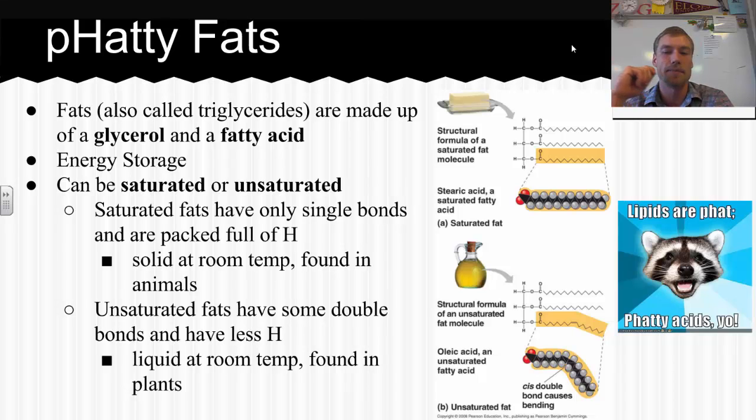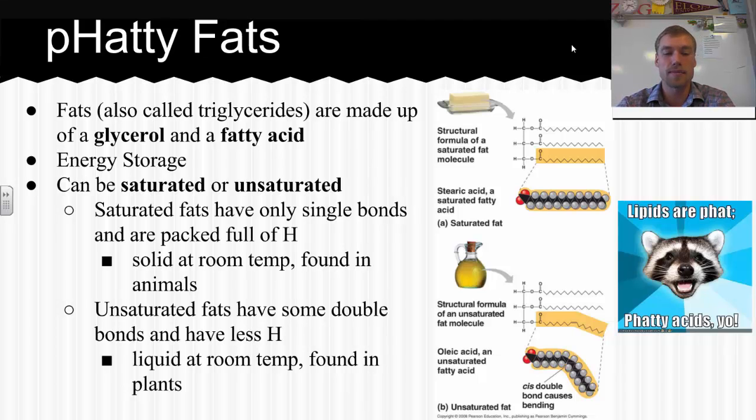And what that means is that they can actually pack in very tightly with one another, meaning that they become solid at room temperature. They're not spread out. They're pretty close. And these are all found in animals, which is good. You want to be able to move around a little bit. And we don't really have unsaturated fats in our bodies very much. Saturated fats also tend to have a higher energy content because you've got more hydrogen bonds, and those hydrogen bonds have more energy than a double bond does.